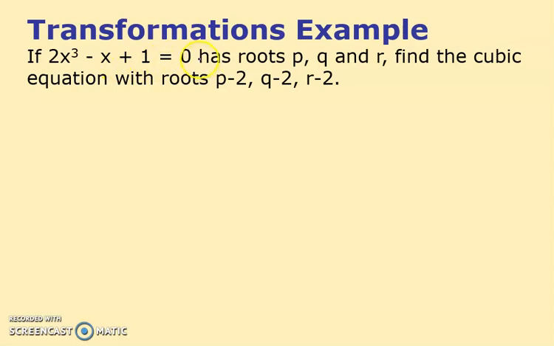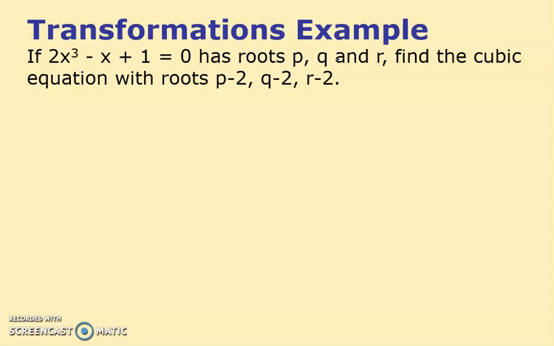2x cubed minus x plus 1 equals 0, and they give us three roots, p, q, and r, and they say to us, now find the equation with roots p minus 2, q minus 2, and r minus 2. You get this link between the original roots and the new roots. To be honest, with quadratics this is quite easy, what we did at exercise 5E.2, but with cubics and certainly quartics it gets horrendous.